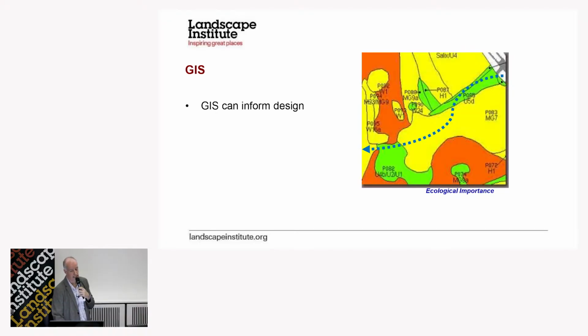As I said, GIS can inform design, because if you've got information in front of you, you can then use that design. So if you've got ecological importance, you can use that information as a design tool to take people through a landscape without affecting the sensitive areas.